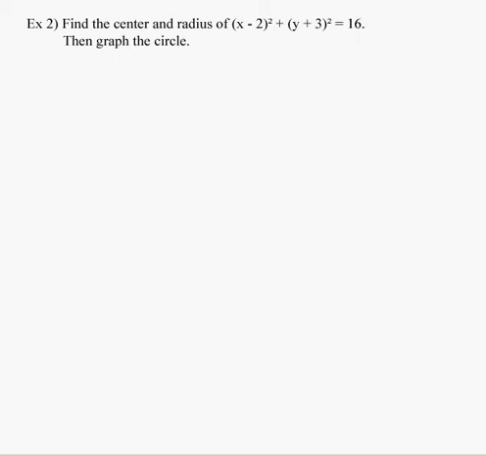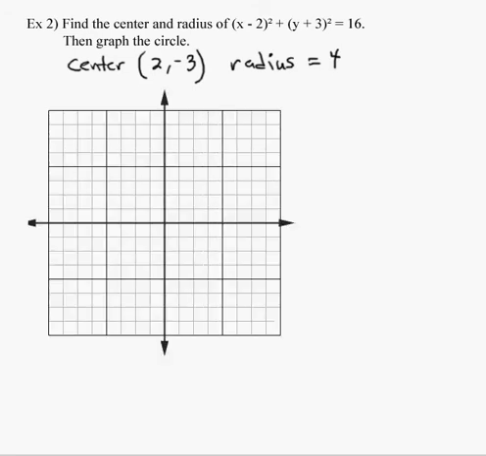So the center. If a number is in parentheses with a variable, we are going to take the opposite of it. Now whether it's a parabola, circle, ellipse, hyperbola, if it's in parentheses, take the opposite of it. So opposite of negative 2 is positive 2. Opposite of positive 3 is negative 3. So that's h and k. The center of my circle is 2, negative 3. The square root of this number by itself is my radius, 4. So that's answering the questions. Next step is now to graph it.